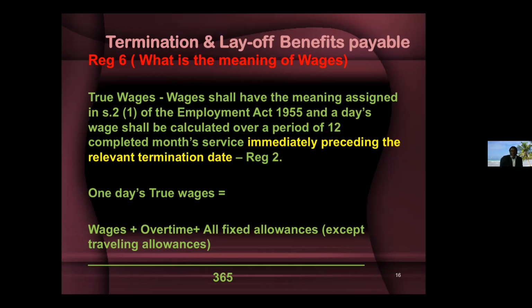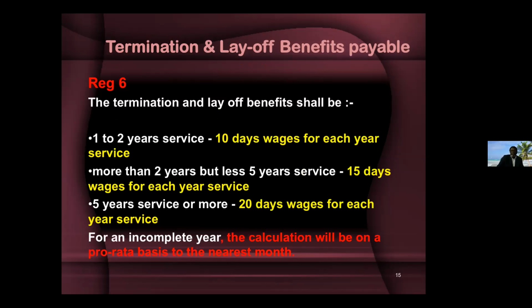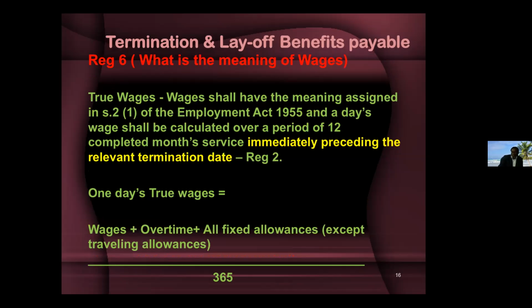So you divide that by 365 to get 1 day's wages, and then we just multiply that with either 10 days' wages or 15 days' wages or 20 days' wages to arrive at the amount of benefits payable. So I'm sure we've all done this before. It's just to refresh all of you. So we're coming towards the end of our session.